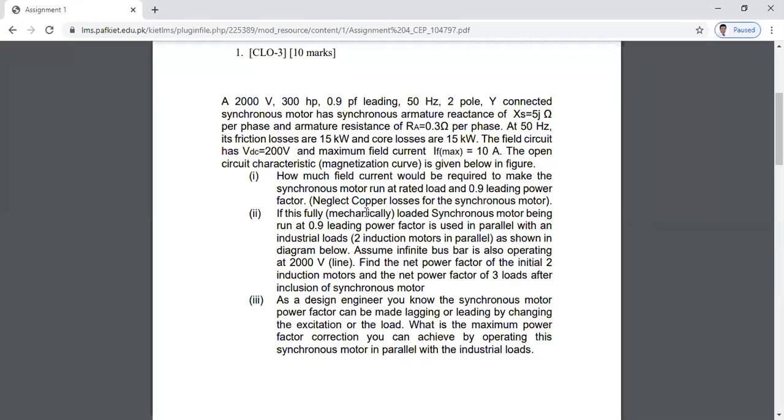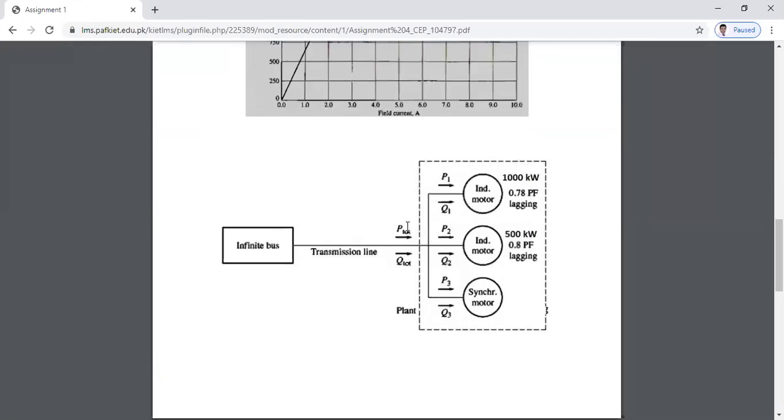Okay, so V phi is given, EA you can read off from the graph, and you can find your operating point on the graph and find how much field current you require. Okay, in part 2, this fully mechanically loaded synchronous motor is again run at the rated mechanical load at 0.9 leading power factor, and it is now used in parallel with some industrial load. And what is the industrial load? You are getting two induction motors which always run with a lagging power factor, and it's telling you the values of their real power and their power factor values.